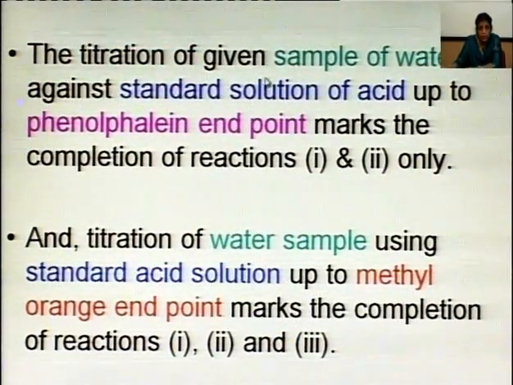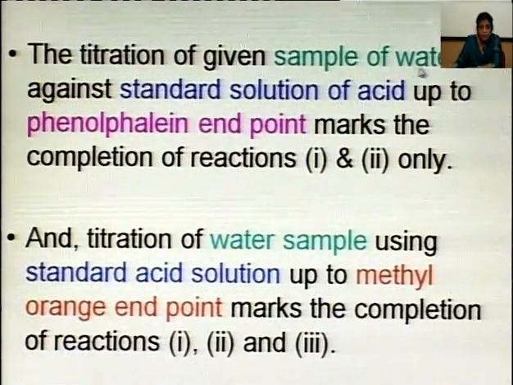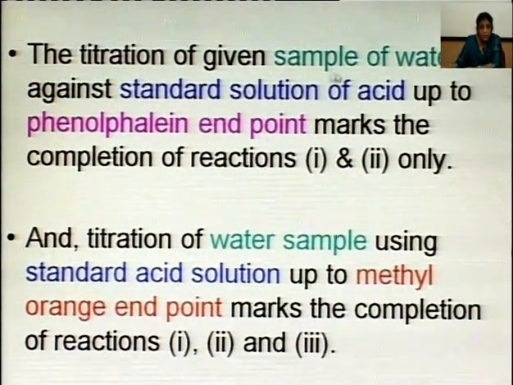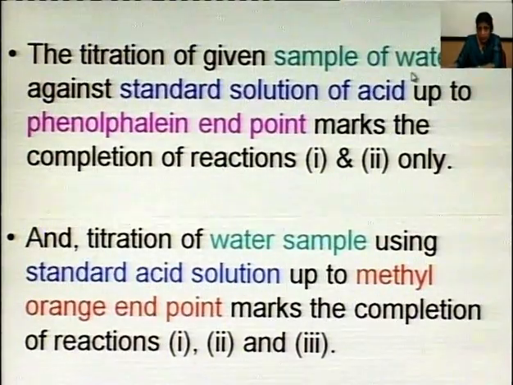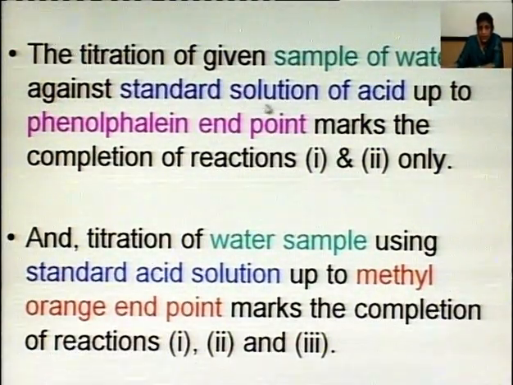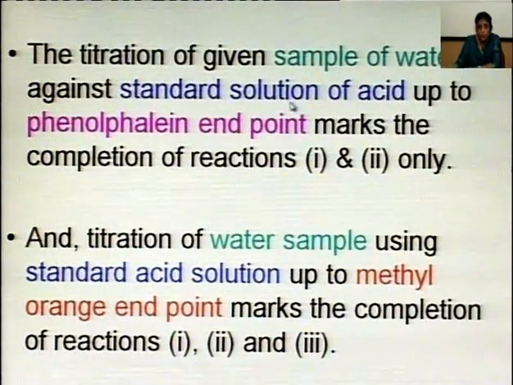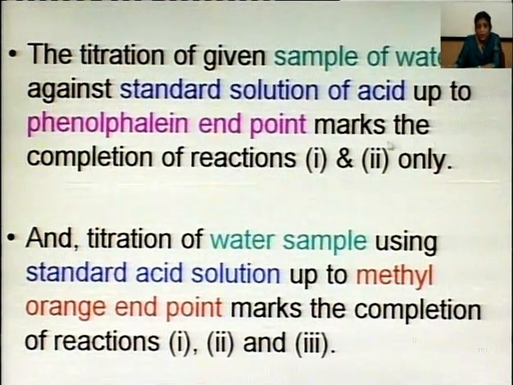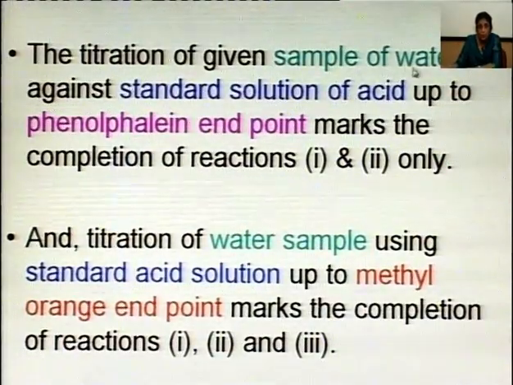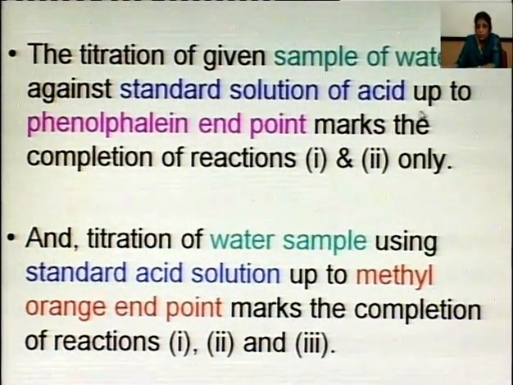The titration of the given sample of hard water, meaning the water whose alkalinity is to be determined, is done against a standard solution of acid, meaning an acid whose normality or molarity is known. So, we have taken here N/100 solution of sulfuric acid up to the phenolphthalein end point. Once again, the titration of sample water against standard solution of acid up to phenolphthalein end point marks completion of reactions 1 and 2 only.